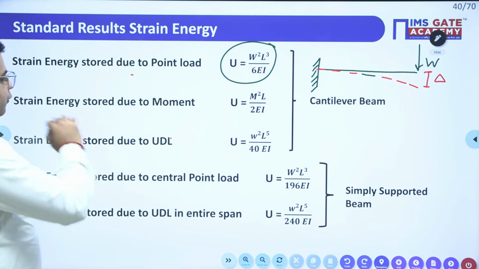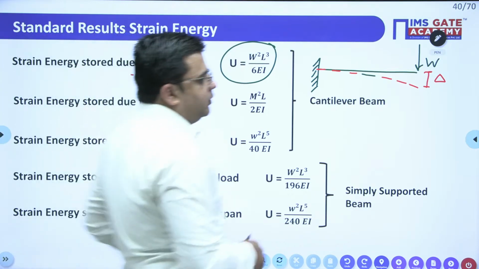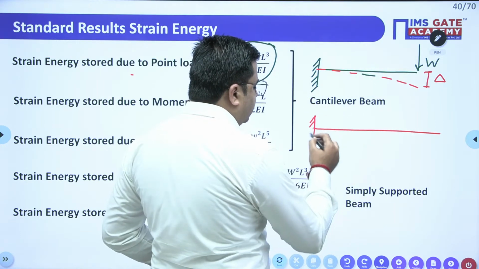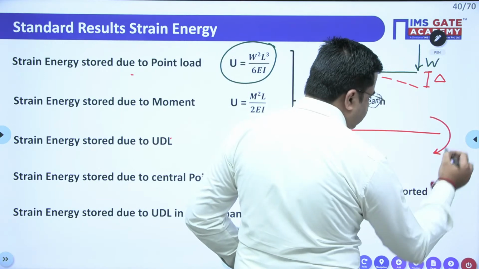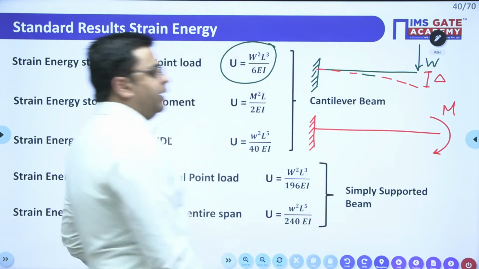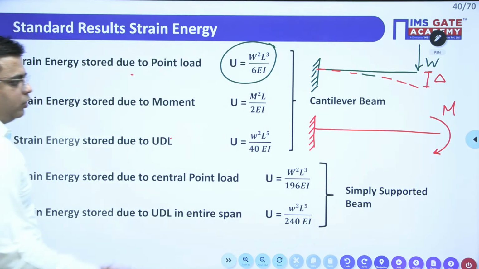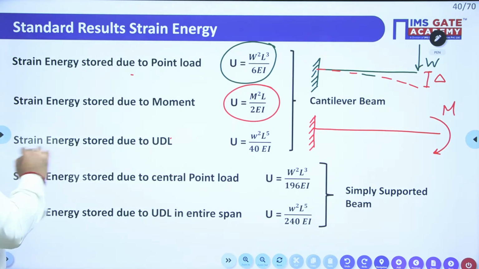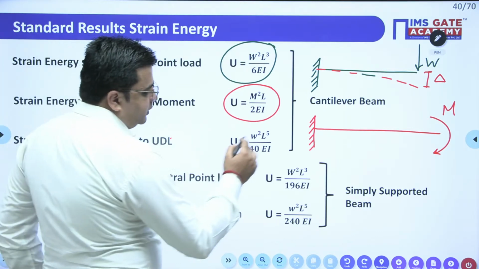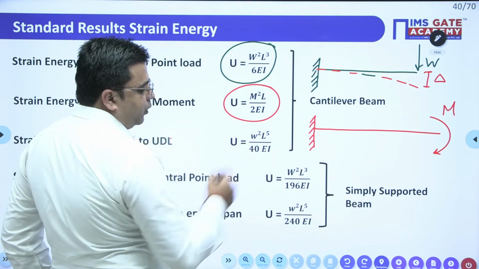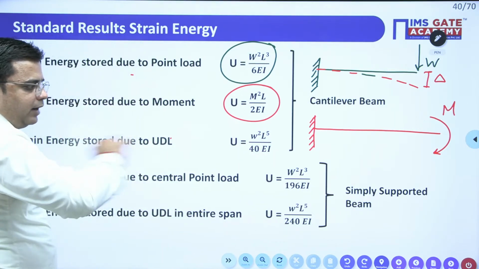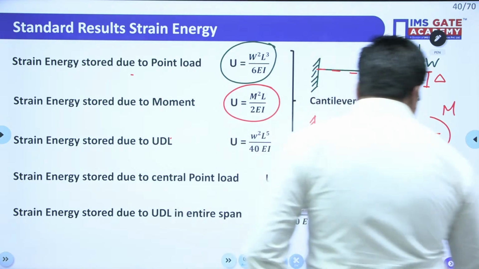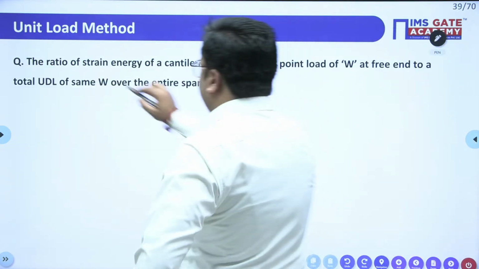Similarly, if a moment is applied at the end of any cantilever, then the total amount of strain energy stored will be equal to M square L upon 2 EI. Then the strain energy stored due to UDL is equal to W square L raised to power 5 upon 48 EI, and for a cantilever, UDL will be spread along the entire span, okay? So for this question, you need to calculate the ratio of the strain energy.